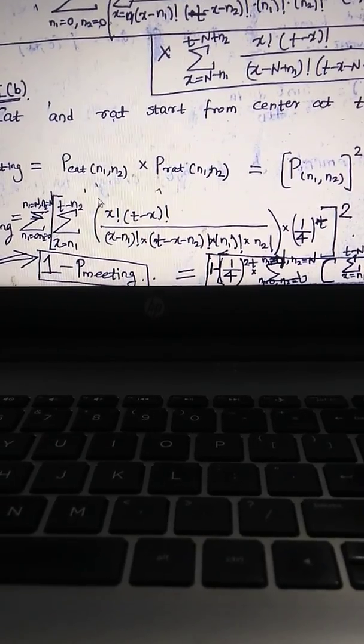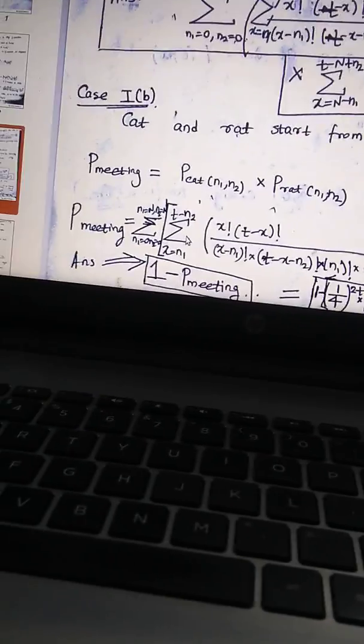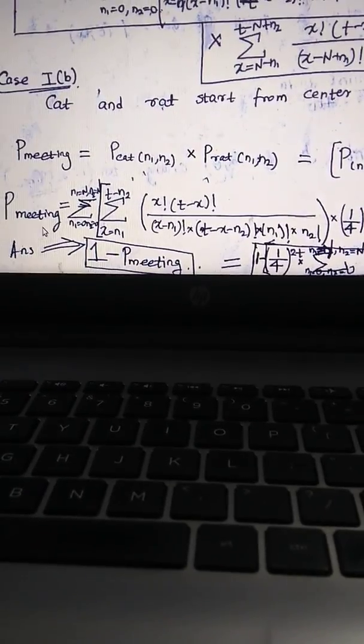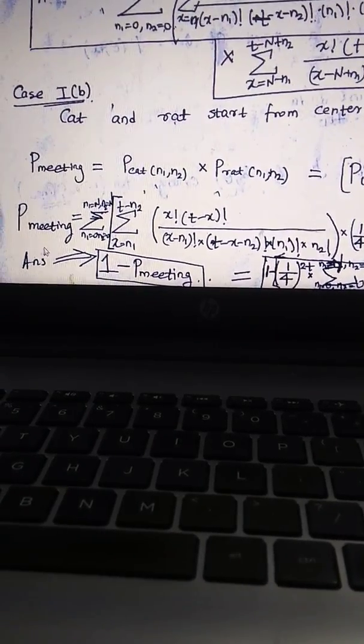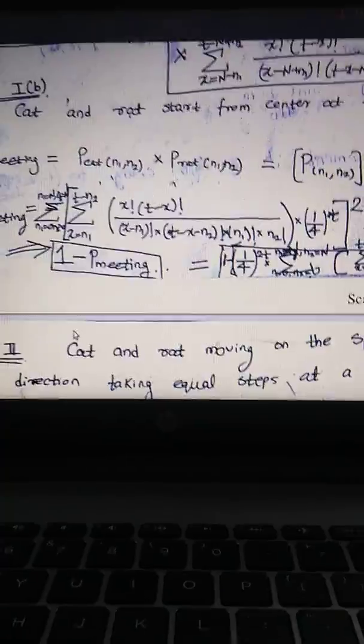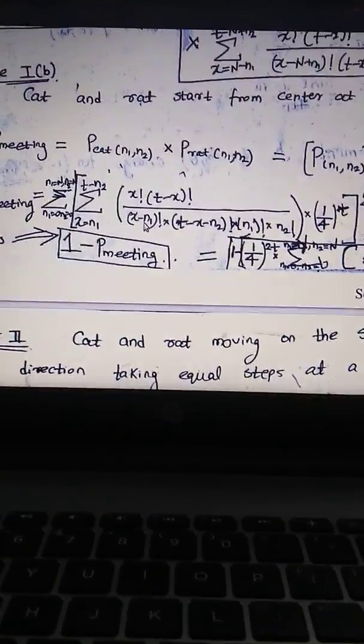So here we have the square of the probability of (n1, n2). Just input the values and we have the probability of meeting as this whole expression squared. Now we have already found the probability of meeting. Now we just need to find the survival probability, which would be 1 minus the probability of meeting. So I subtracted the whole expression from 1 and got the required answer.